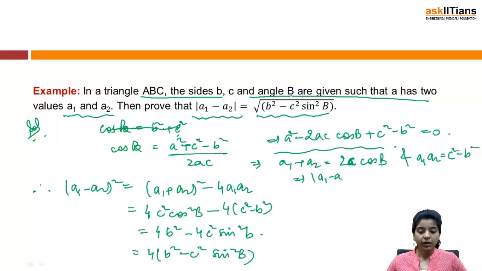And therefore |a1 − a2| becomes 2√(b² − c² sin² B). So |a1 − a2| is 2√(b² − c² sin² B). This was the required result.